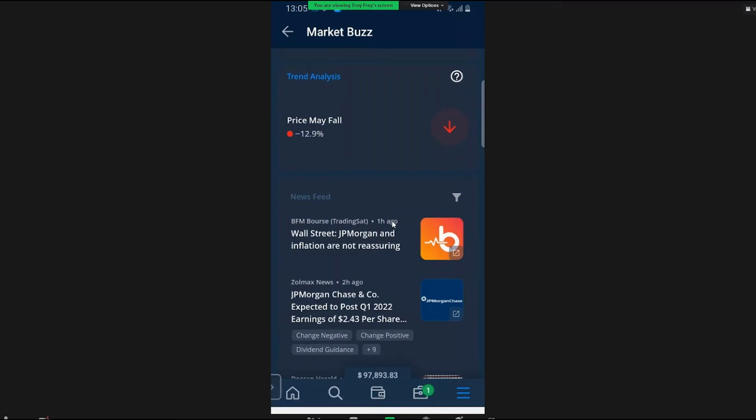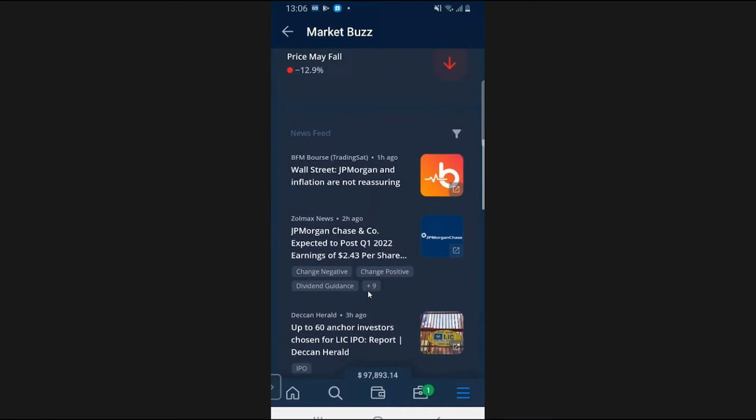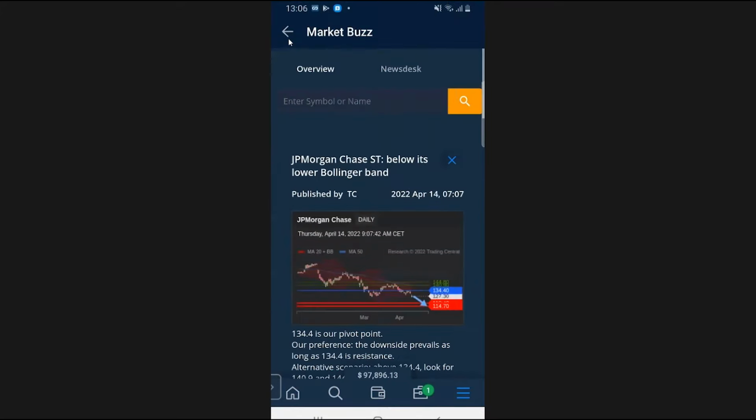This article's from 1 hour ago. The next one is from 2 hours ago. You see how this would help you with your fundamental analysis. And if you want to read the article, you tap on it. It takes you to the source of where that article was pulled from. So you could quickly see what's trending, analyze the stock information, and then make a move on a stock if it makes sense to you.